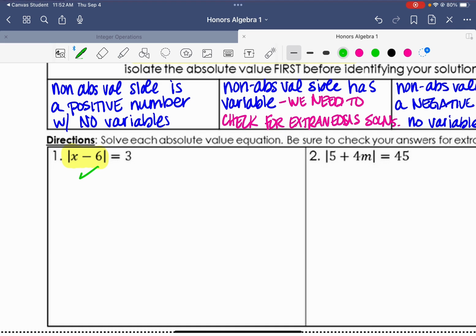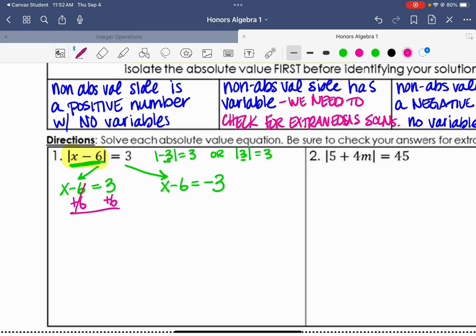One possibility is that x minus 6 could equal 3. The other possibility is x minus 6 could also equal negative 3. Think about it: the absolute value of negative 3 can equal 3, or the absolute value of positive 3 can equal 3. So whatever's on the inside could be positive or negative. That's what we're testing here. All you're doing is solving these two separately.